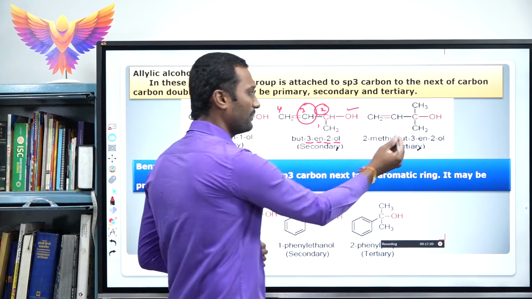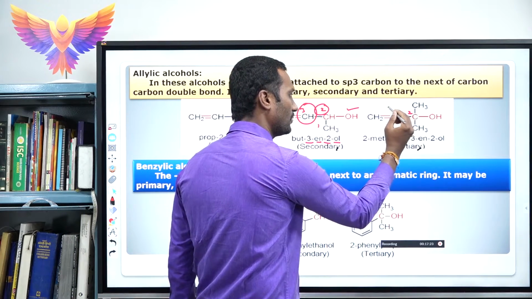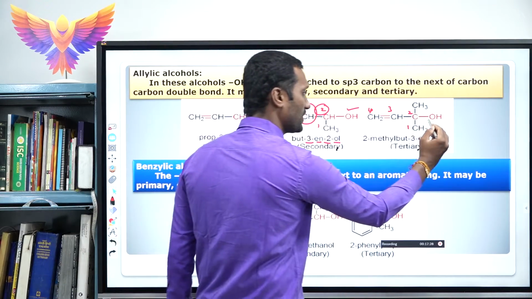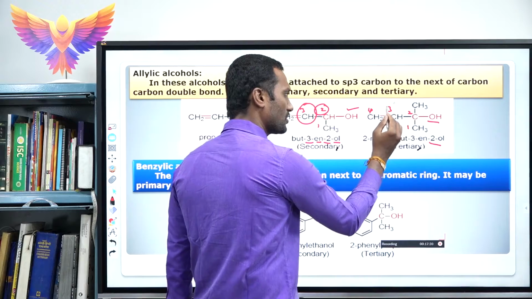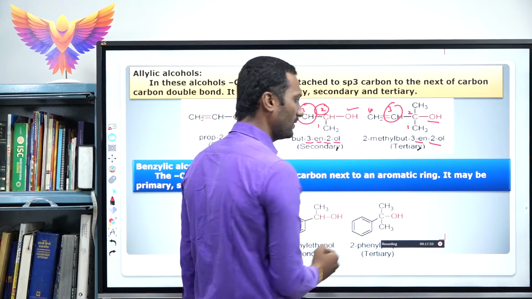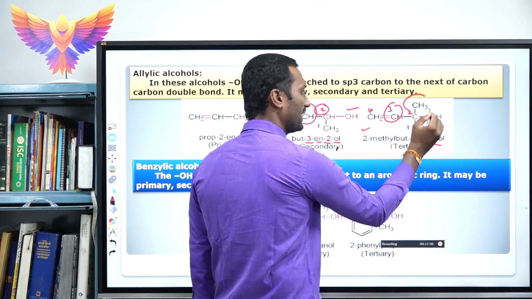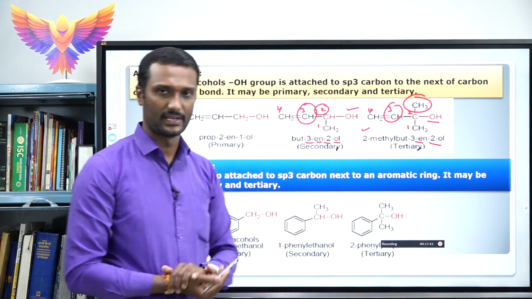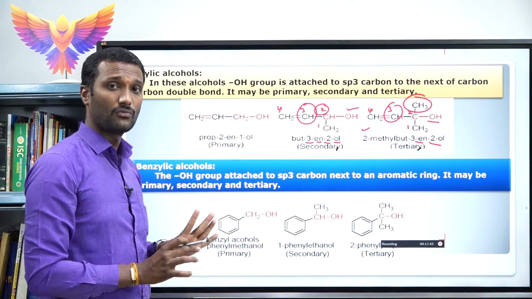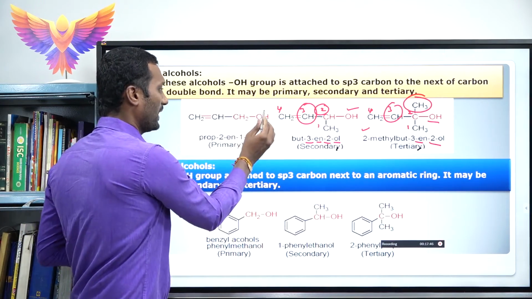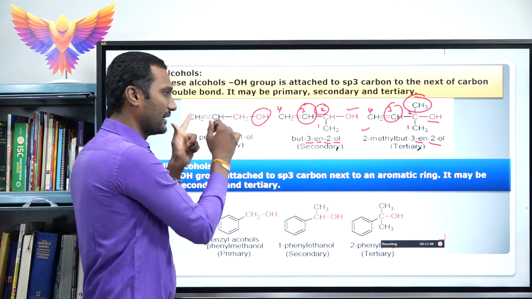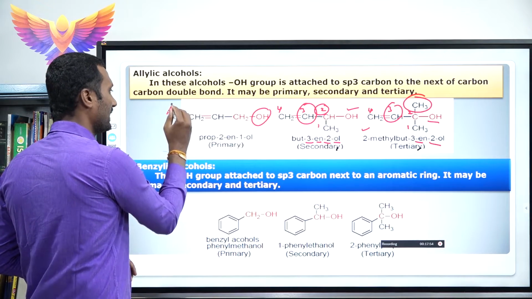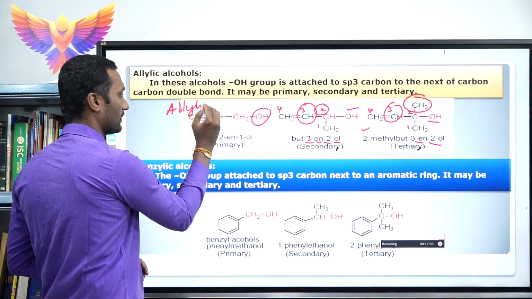In the same way, here also you can give the numbering 1, 2, 3, 4, right? This is the longest carbon chain. In the second position the OH group is there, in the third position we have a double bond, and in the second position we have the methyl group. Am I right? It is a substituent group, so 2-methylbut-3-en-2-ol. This type of alcohol, where the OH group is attached to the carbon next to the carbon-carbon double bond, we call an allylic alcohol. Remember, it is called an allylic alcohol.